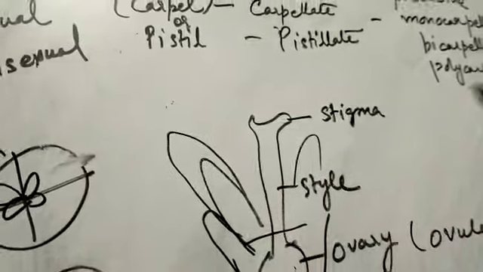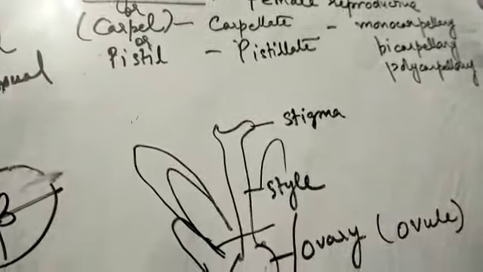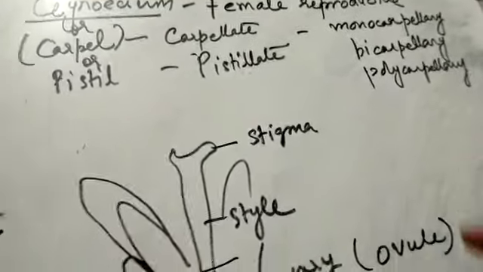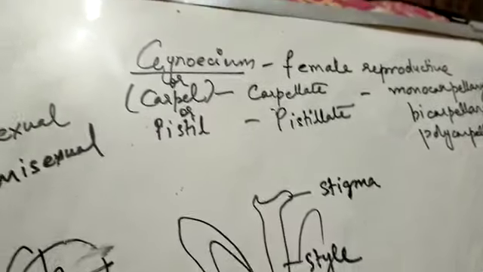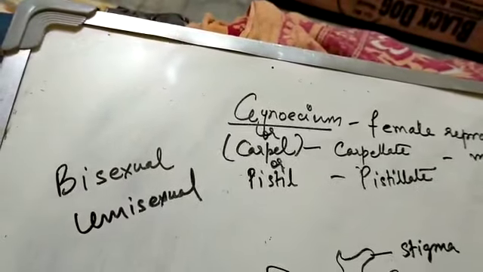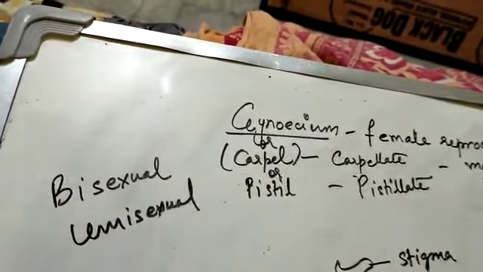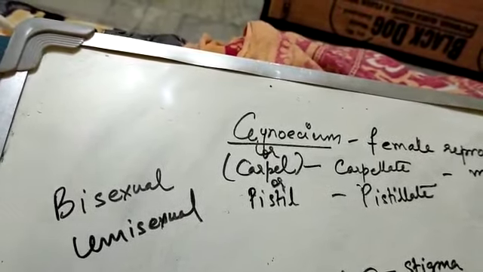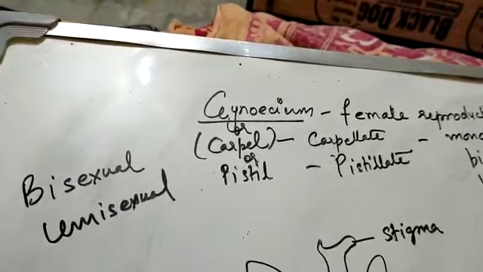If there is only one carpel, it is called as monocarpellary. If there are two carpels, it is called as bicarpellary, and many carpels means polycarpellary. Depending on the position of the ovary, it could be superior ovary, inferior ovary, or intermediate ovary, that is hypogyne, perigyne, or epigyne.